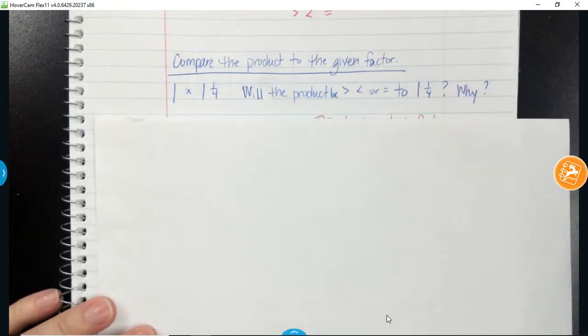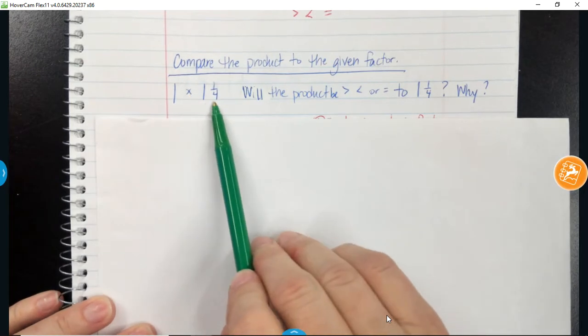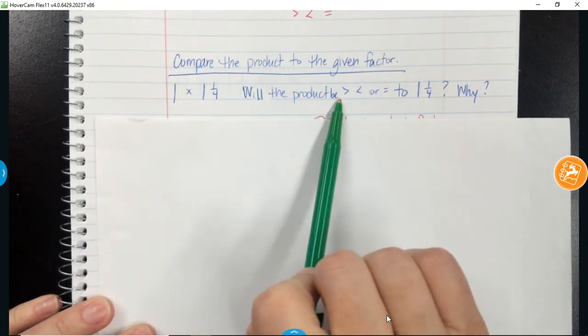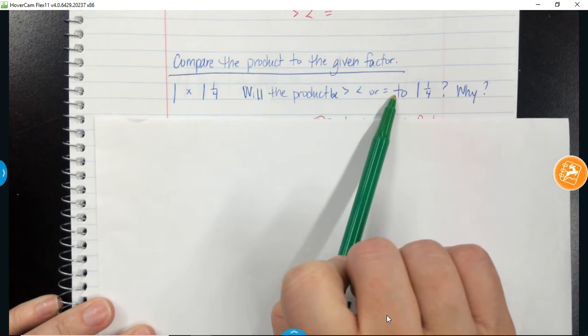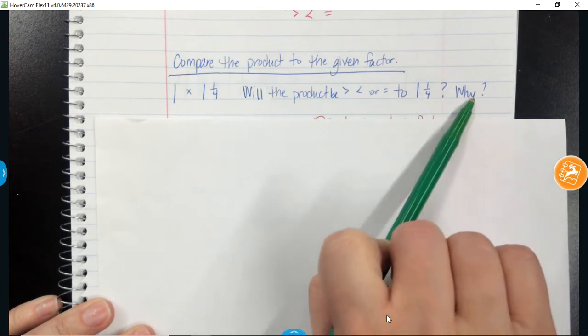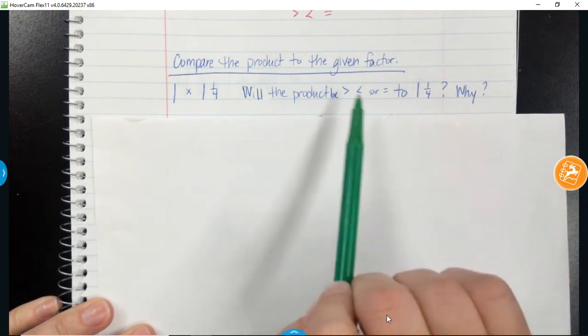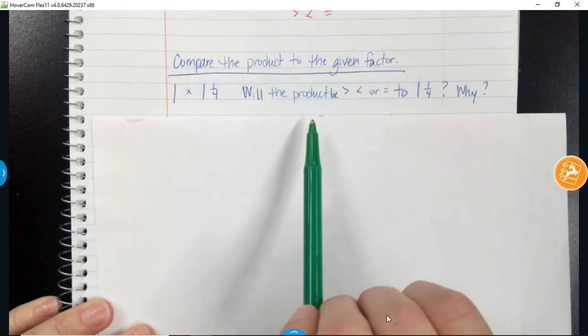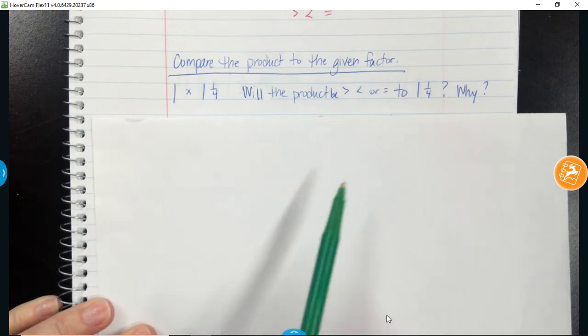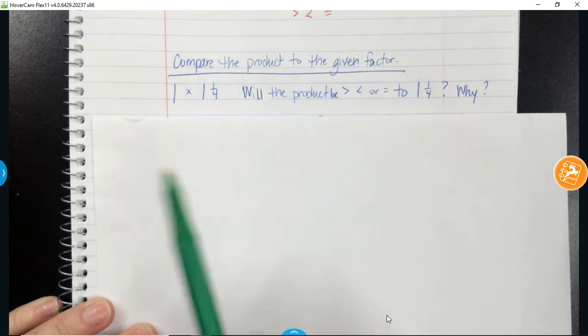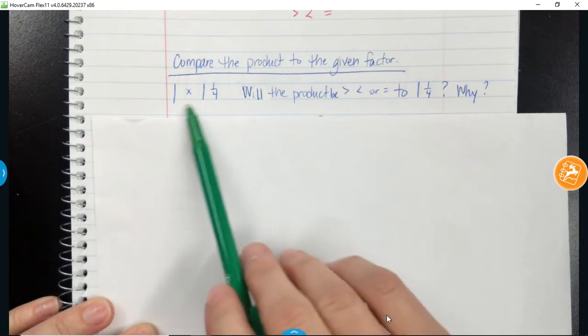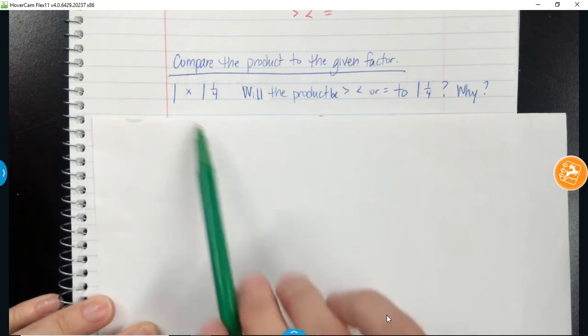So 1 times 1 1/4. Will the product be greater than, less than, or equal to 1 1/4? And why? So here your answers are going to be more like sentences. Don't groan. When you understand the math, you're able to explain it in sentences. We've been practicing that all year long.